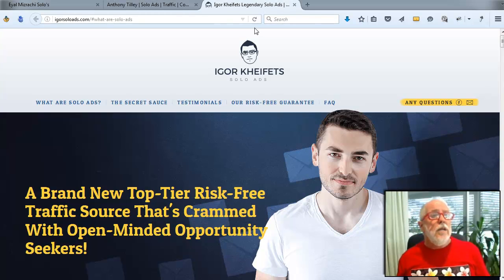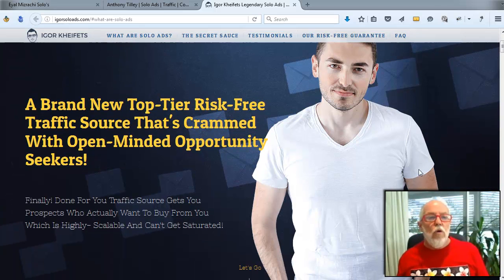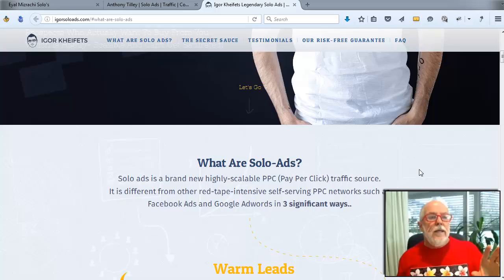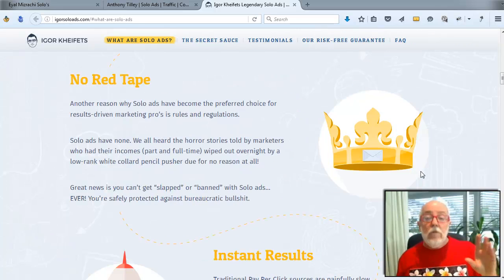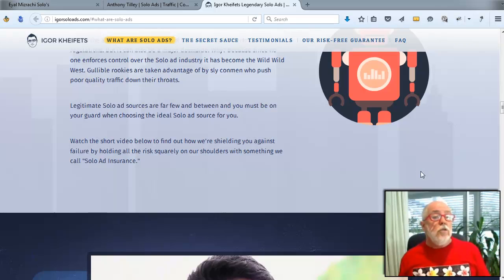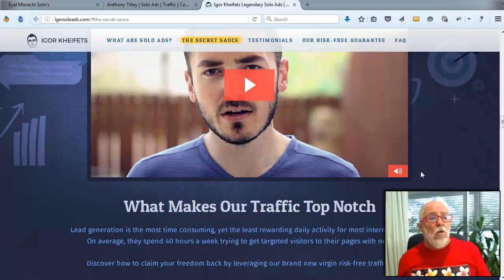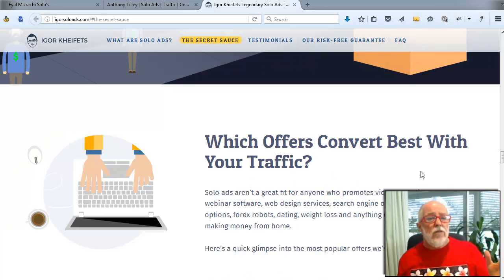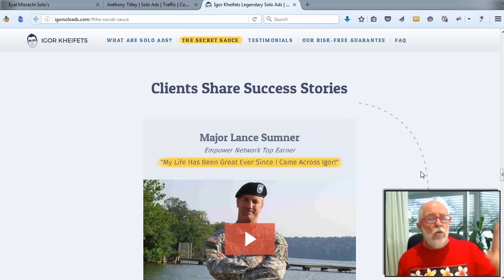Look, another one is Igor. There's Igor Kieferts. He's in Israel. He's a very good friend of our mentor, and I've bought off Igor before. Very reliable, and results are quite good, as a matter of fact. But Igor does it a little bit differently. He's actually got a manager that manages all this. Igor puts himself up front.